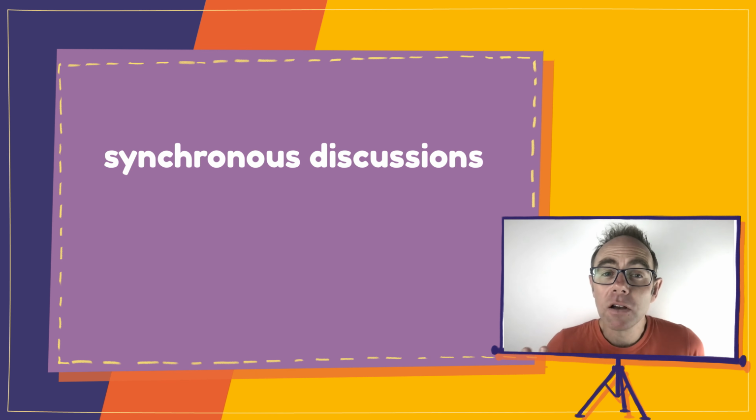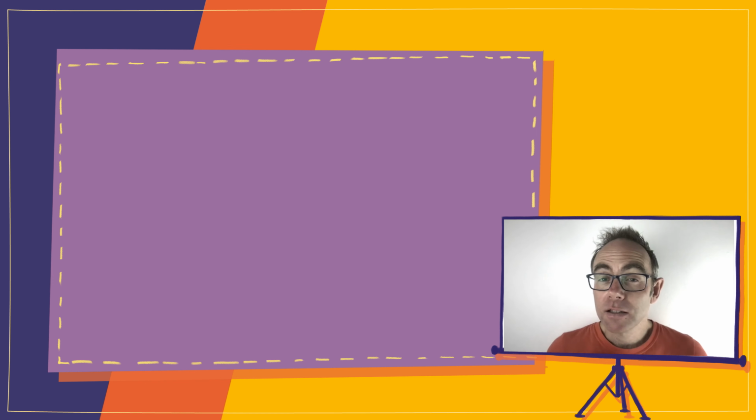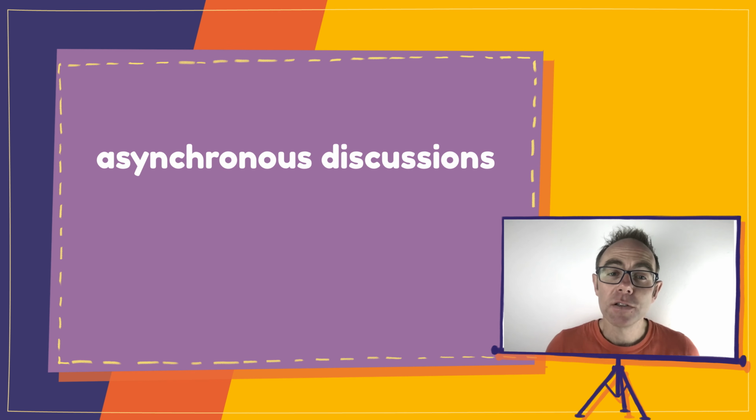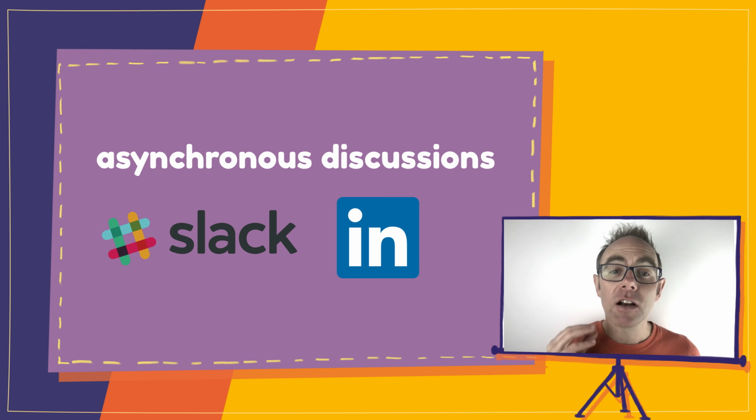Discussions can happen in real time, in a physical space, or using tools such as Zoom and Teams, and these are called synchronous discussions. And discussions can happen just as effectively using messaging tools such as Slack, LinkedIn, or any tool that enables learners to exchange written messages. These are called asynchronous discussions, and they're great at producing flexible learning by enabling learners to contribute when it's convenient for them.